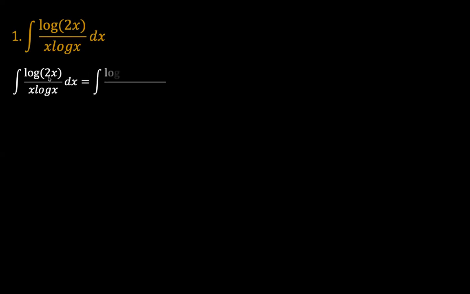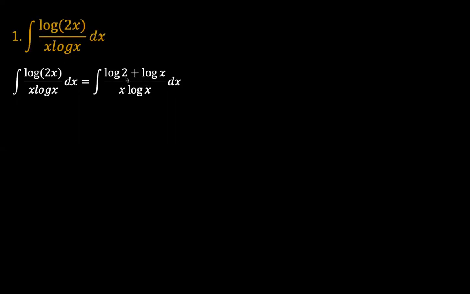So let's go into question number 1. So question 1 is the indefinite integral of the natural logarithm of 2x over x times the natural logarithm of x. So one thing that I would do here is just use the rules of logarithm and see this is the product of 2 and x. So when you have a product of two numbers, you just add the individual logarithms of those numbers.